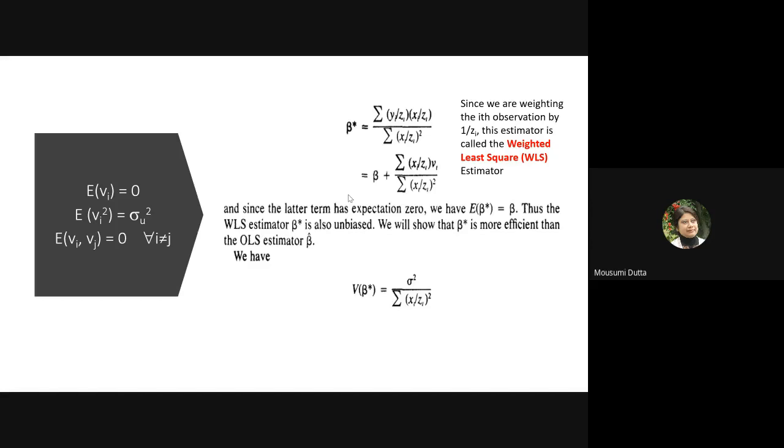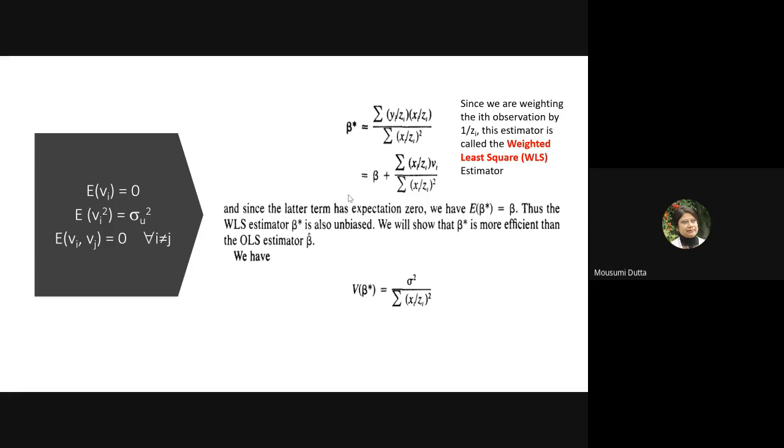Now we will show that beta star is a more efficient estimator than beta hat. That is, WLS estimator is more efficient than OLS estimator. For that matter, we have to consider the variance of beta hat OLS and variance of beta star WLS, and we have to compare the values.